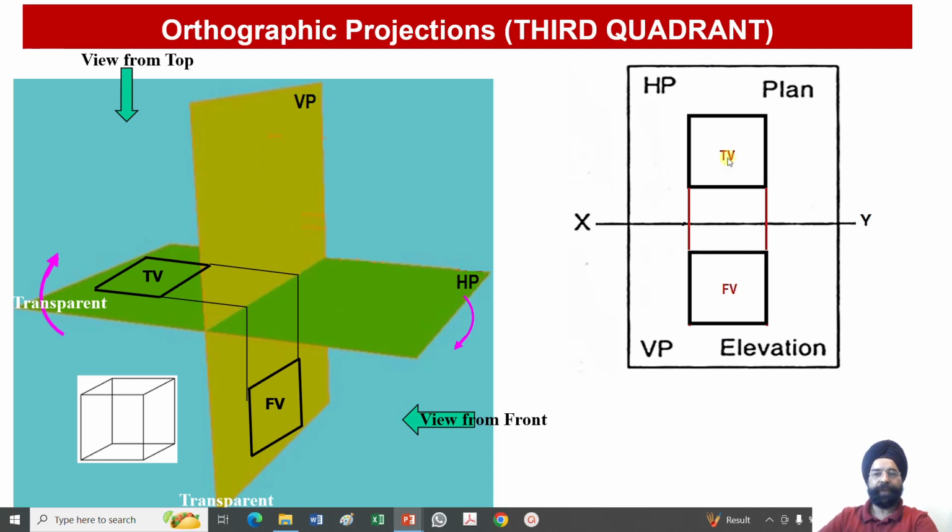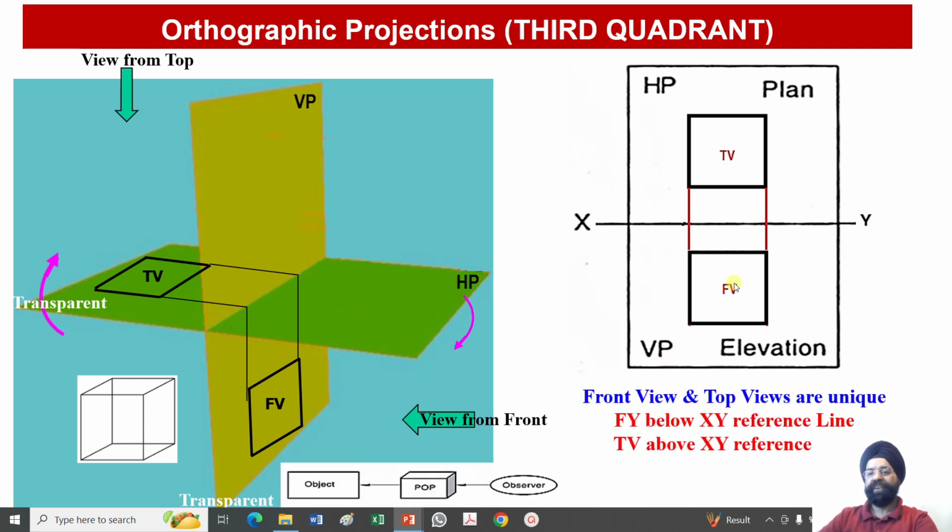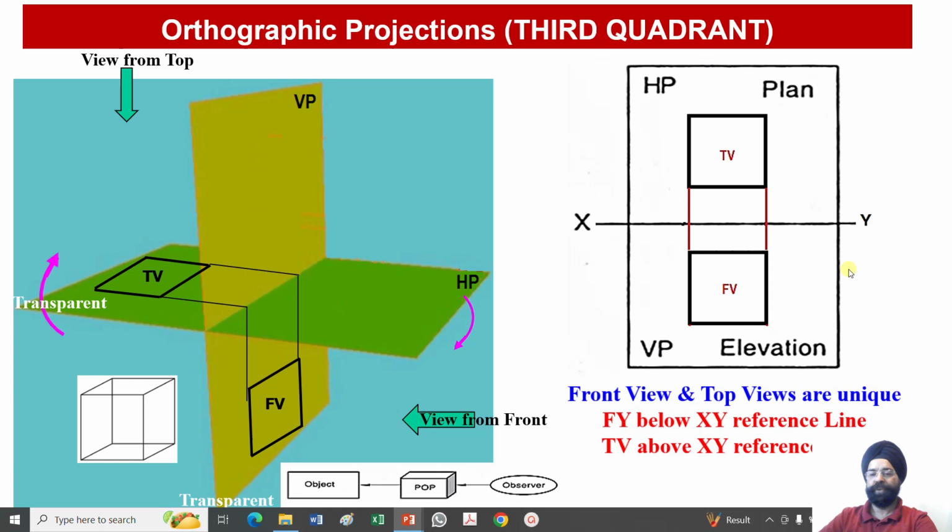In the first quadrant, my front view was above the XY line and the top view was below the XY line. Whereas in the third quadrant, my front view lies below the XY line and my top view lies above the XY line. But again, the beauty of this third quadrant projection is that both of these projections are independent, they are unique, they are non-interfering. So that is why we usually study projections in the first quadrant as well as in the third quadrant. In the third quadrant, the front view lies below the XY line and the top view lies above the XY line, which is just the reverse of the first quadrant projections.